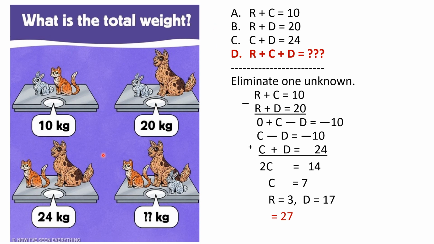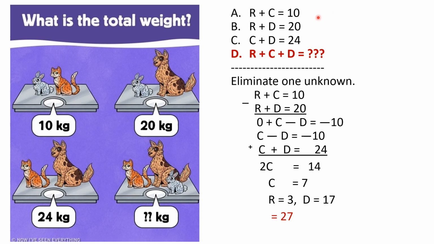Okay, so situation A is rabbit R plus C is equal to 10. Situation B, rabbit plus dog is equal to 20. Situation C, cat plus dog is equal to 24. So to handle simultaneous equations, we need to eliminate one unknown first.